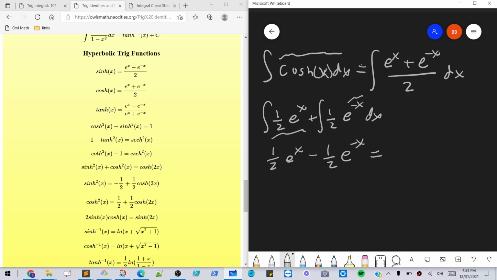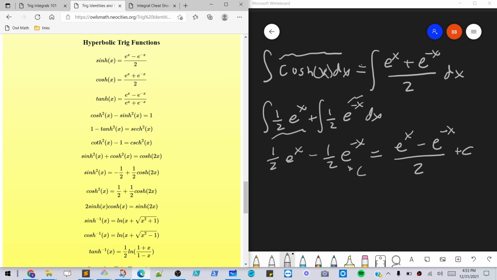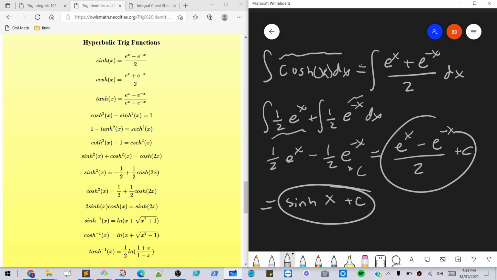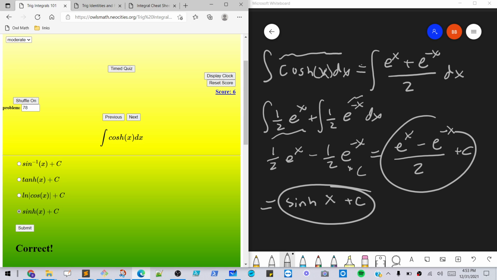What we can do is rewrite this. If we substitute, I'm not going to make too big a deal of this, but this can be written like this. And that's the same thing as sinh, right? The top function right there is identical. So this is actually the same thing as sinh x plus c. We're done. Check the answer. Good, that's correct.